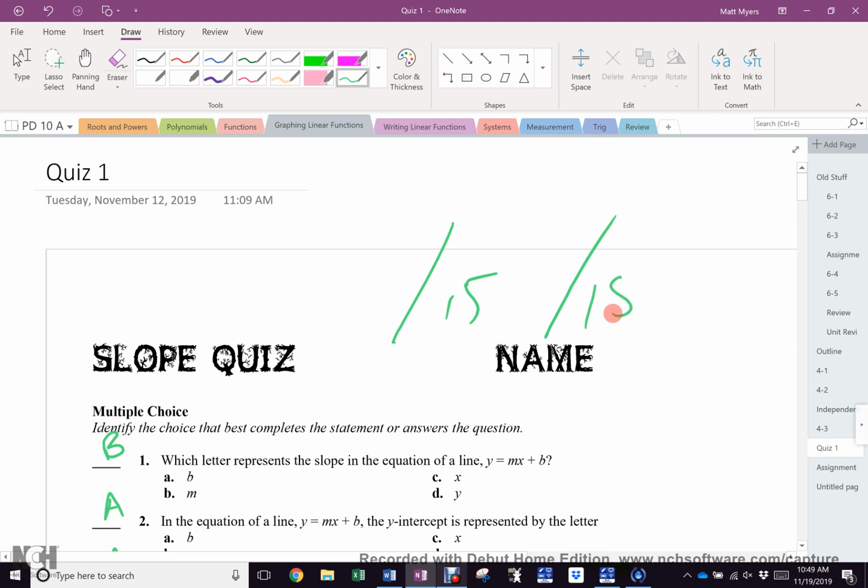So at the top of your quiz, there should be 2 marks. One out of 15, the other out of 15. Since they're both the same, please write a Q over your quiz and an A over your assignment. So you would get 1.